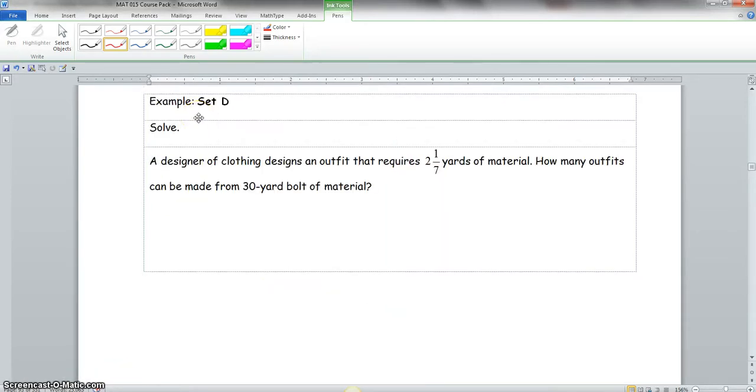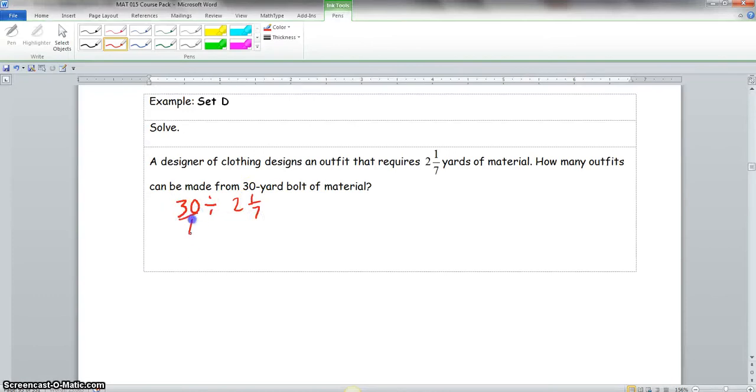Now we come to example set D. It says solve. A designer of clothing designs an outfit that requires 2 1/7 yards of material. How many outfits can be made from a 30-yard bolt of material? So you would take 30 divided by 2 1/7.